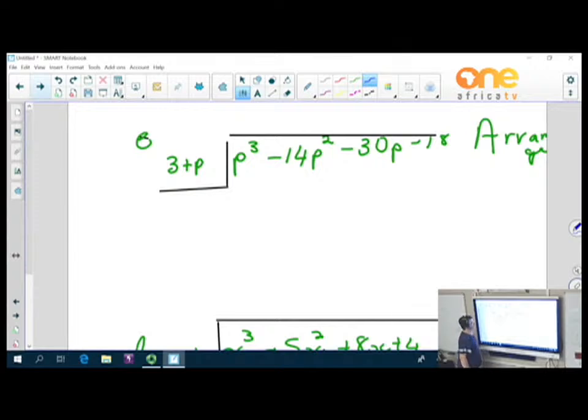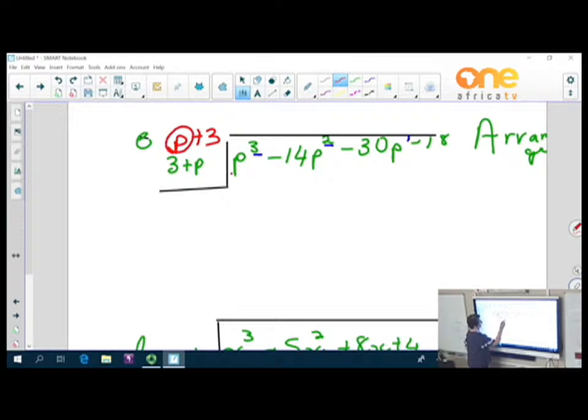The next one is number E. Now look at number E. I have rearranged number E. It must be in descending powers. So there's p to the power of 3, p squared, p1, and there the constant. You must arrange it. Otherwise you're going to struggle to do this. So, and I can even do the same thing here. So this is then p plus 3. It is commutative, so it's exactly the same. And now you will divide much easier here.